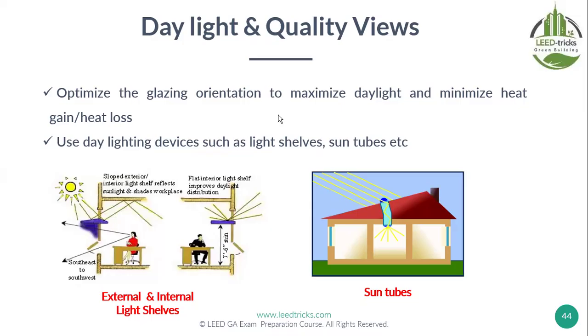Daylighting and quality views. We need to optimize glazing orientation to maximize the daylight and minimize heat. The problem here is the heat, so we put something like light shelves. These are like some tubes you can see, but this is not applicable in all cases because it has restrictions. It needs the sun from one side, and from another side it looks like light fixtures, which is also a great innovation for using daylight. It looks like normal fixtures. You can research this and find how you can put it in your design.